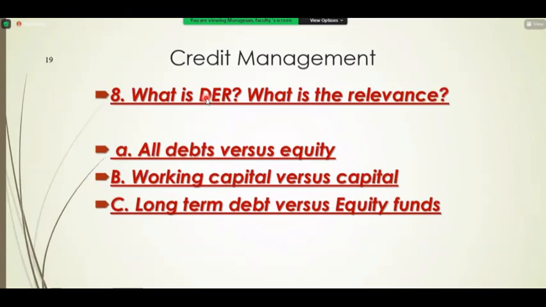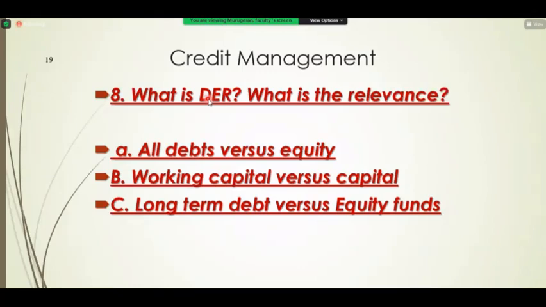Here D stands for, note down, otherwise you will forget. The debt equity ratio is very popular in banking. The debt here means long-term loans, or in other words, NCL in the balance sheet. NCL, what is NCL? Non-current liabilities of the balance sheet, also called D. What is E? E is net worth, or in other words, owned funds. E is nothing but capital.